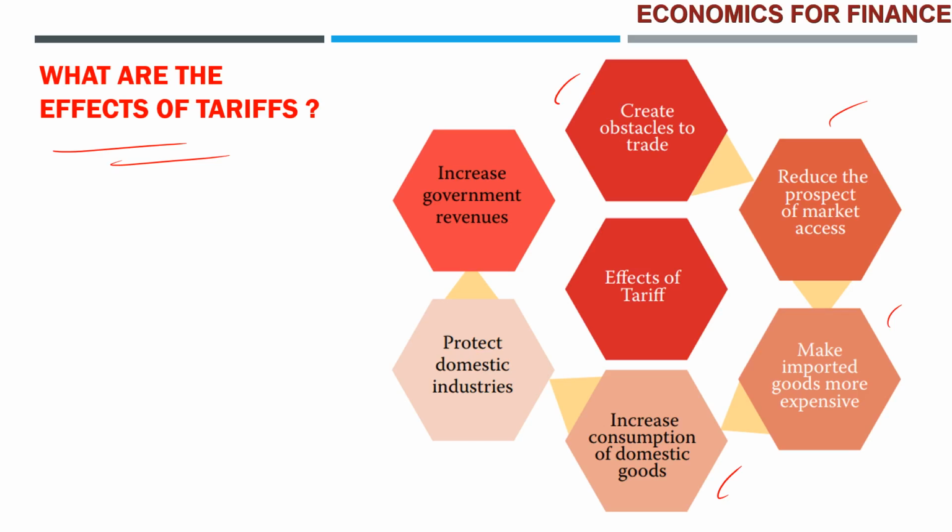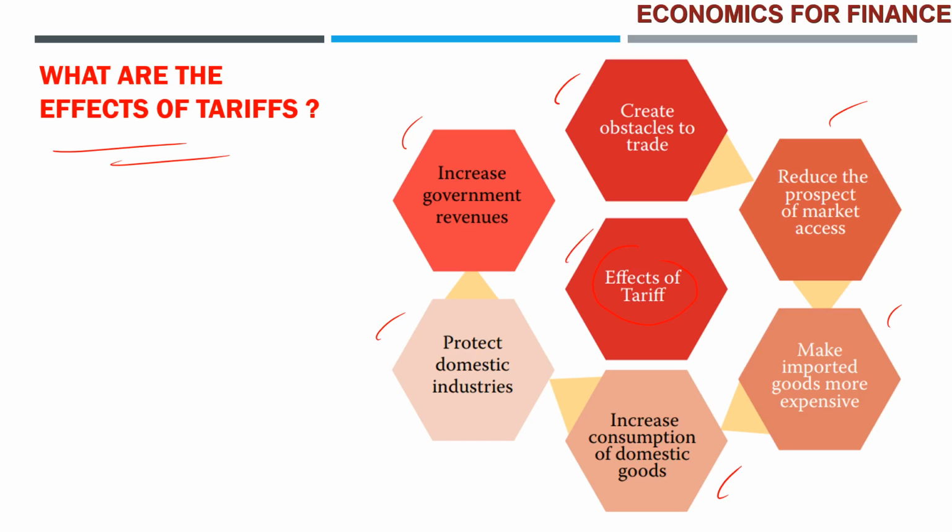And they increase the consumption of domestic goods. That is objective. And protect the domestic industries. And also at the same time increase the government revenues. These are all, we can call them, effects of tariffs. 6 points are there. All the 6 points are important. You have to remember them.